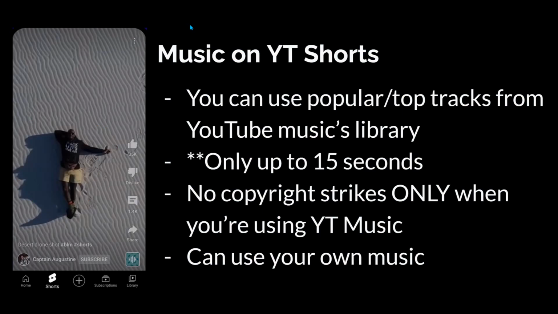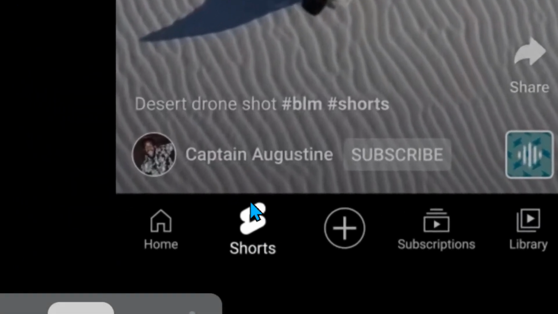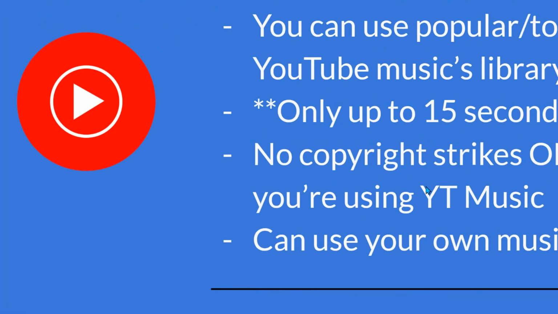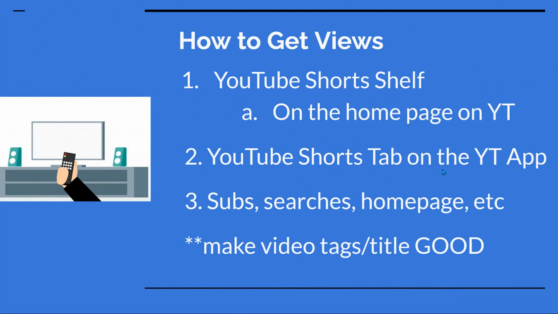Now if we go back, you can see right here that there is a Shorts button right here. That is essentially important because you want to make sure that your video gets discovered on there first before it goes to the homepage. So if your video can be good on the Shorts tab, then it could potentially make it to the Shorts shelf, which could get even more viewers on the desktop app and could be monetized, which we'll talk about in just a second. And last but not least, you can get subscribers, searches, homepage, all that from YouTube Shorts, so you can get a lot of views and a lot of potential subscribers from it as well. Just make sure that you make your video tags and your title good. And I'm going to show you a hack with the title at the end of the video, so keep watching.